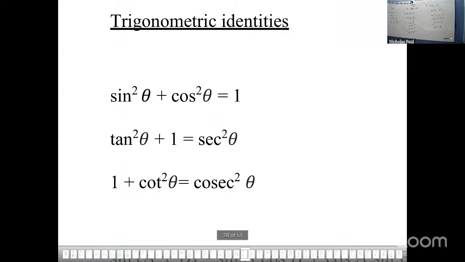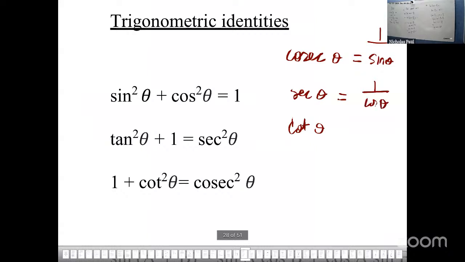All right. So I have three identities. The first identities that you all have to learn are the identities for cosec theta, sec theta, and cot theta. Cosec theta is one on sine theta. Sec theta is one on cos theta, and cot theta is one on tan theta.